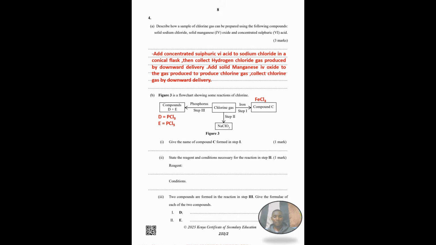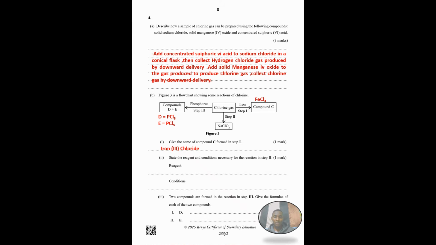So we are supposed to give the name of the compound C, and we have seen that chlorine reacting with metals, we form the chlorides of that metal. So in this case, you're forming iron 3 chloride, not 2, iron 3 chloride, which is compound C in step 1. So the correct answer is iron 3 chloride. We are supposed to name the compound, not to give the formula. Then we have from 2, state the reagent and conditions necessary for the reaction in step 2.